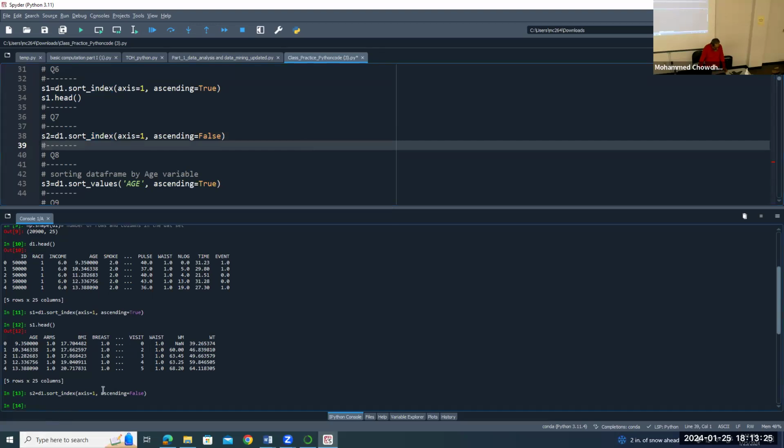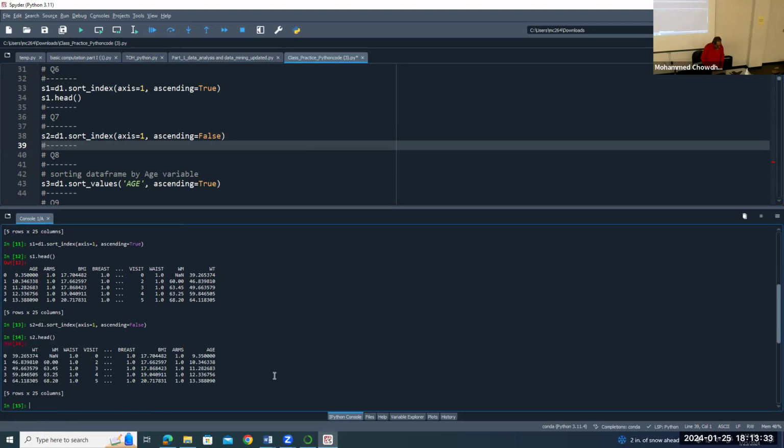Now if you take a look at the data, and change it to S2 and see the result, now it is in descending order. Okay. Now it is in a descending order.